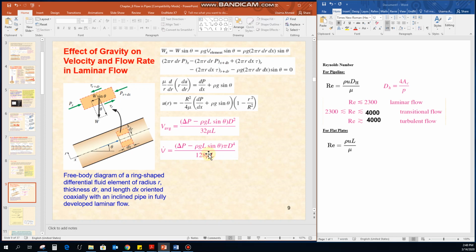Now these two equations you can only use when you are dealing with a simple pipeline and there is no installation of any kind of equipment on the pipeline. So these equations can be used only if the pipeline has no fittings on it. For example, there is no elbow, no joint, and no other devices on the pipeline. Only then can you estimate the average velocity and volumetric flow rate using these two equations.